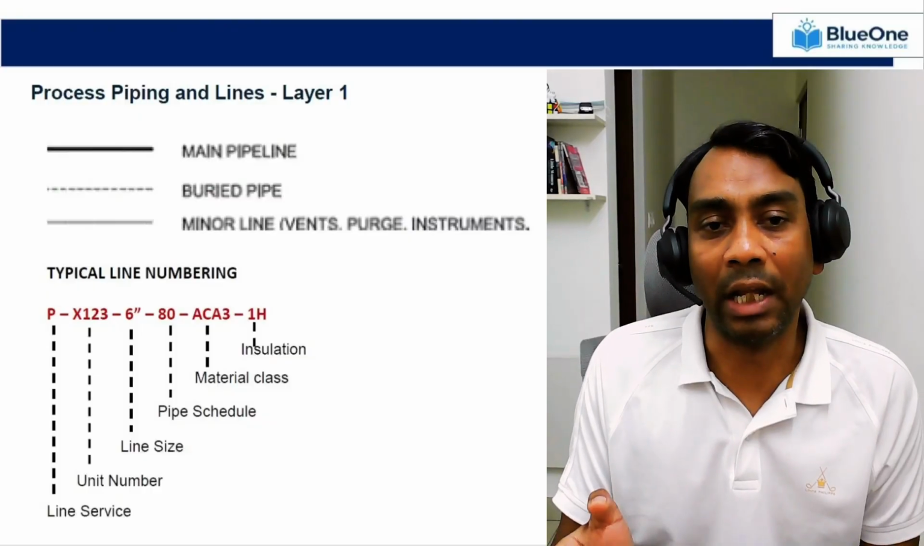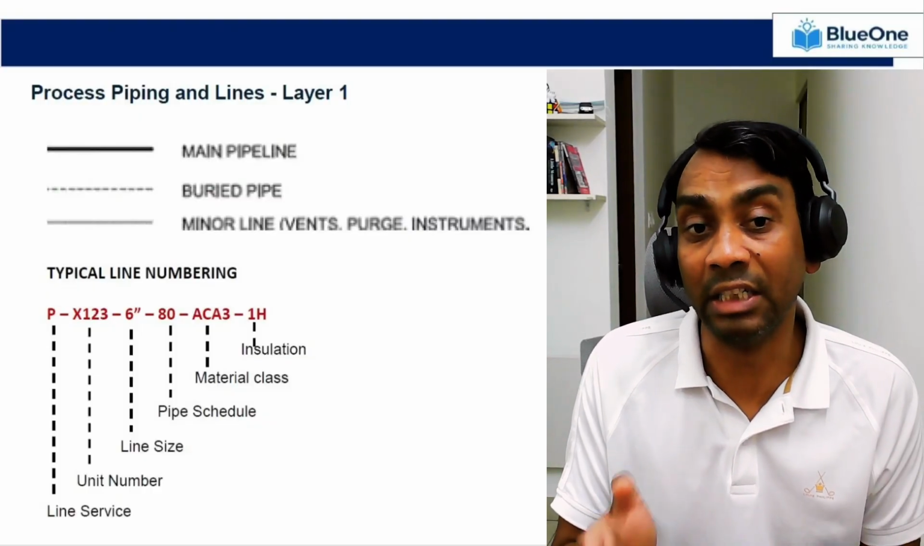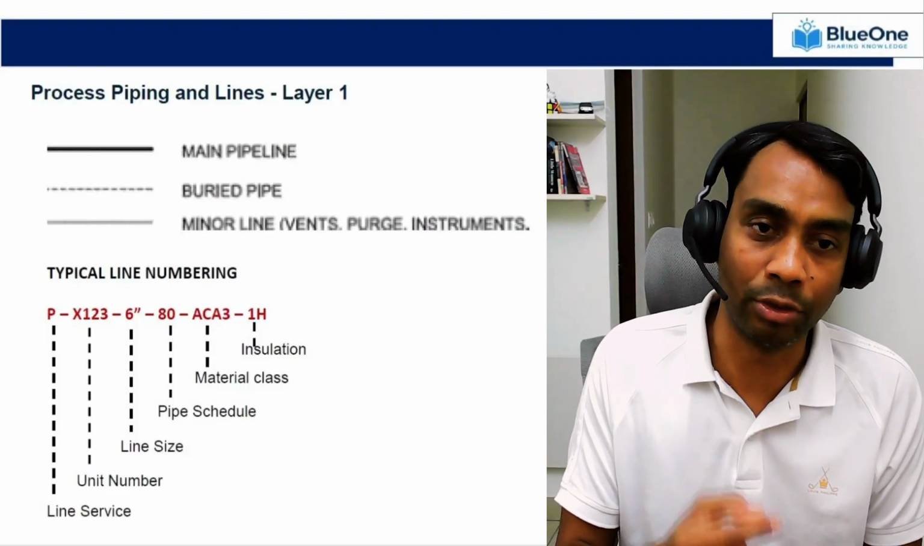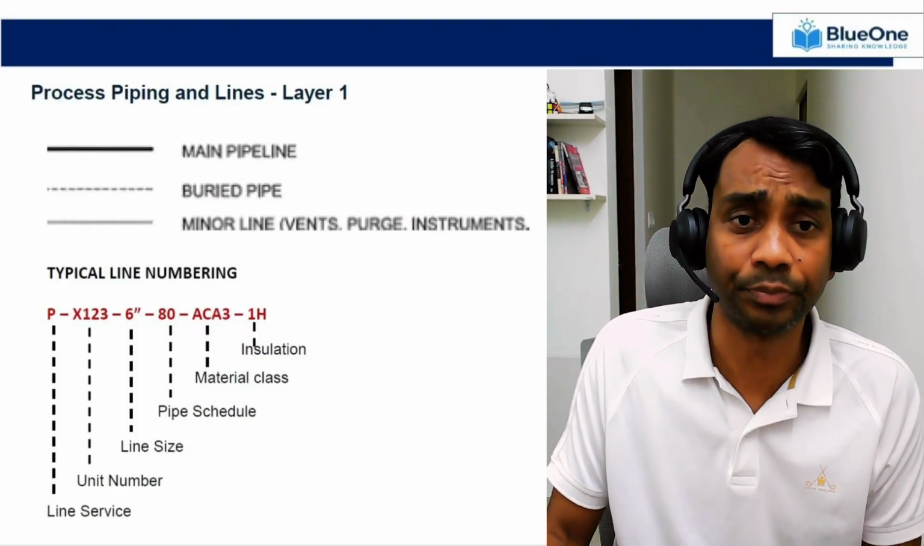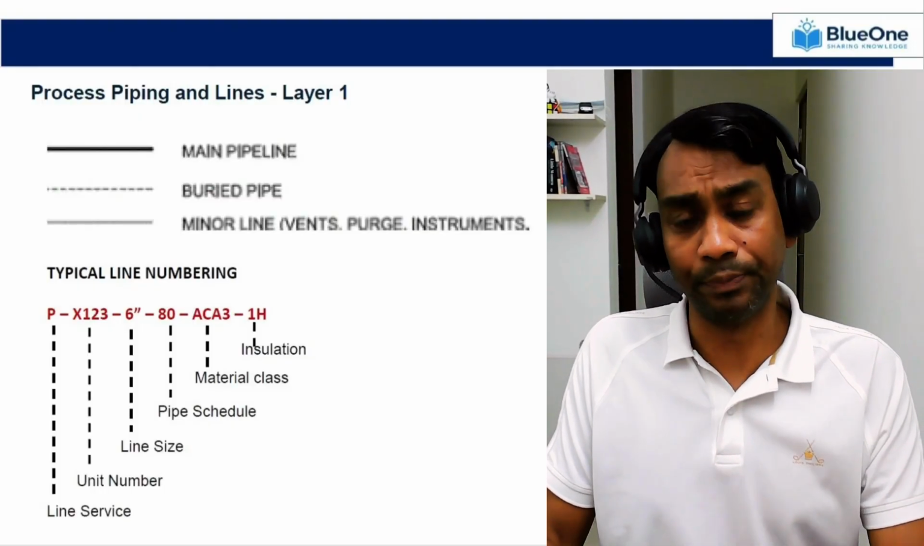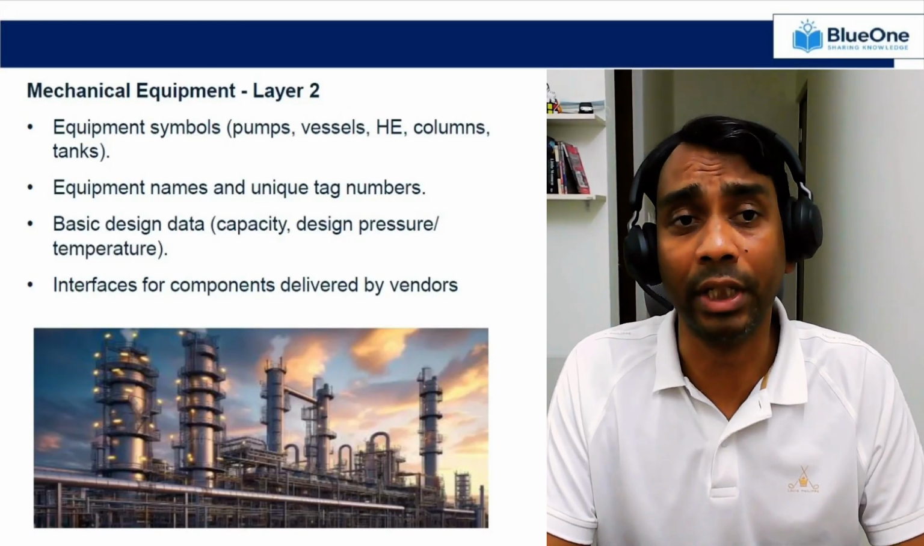The last letter will help you understand whether any specific type of insulation is required. So that last letter will help you with the insulation requirement of that pipeline. This is all about pipeline. And if we move further, we'll talk about layer 2.